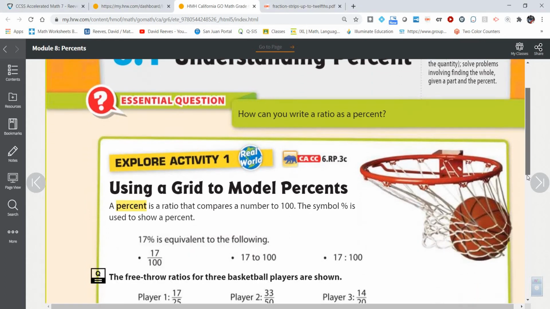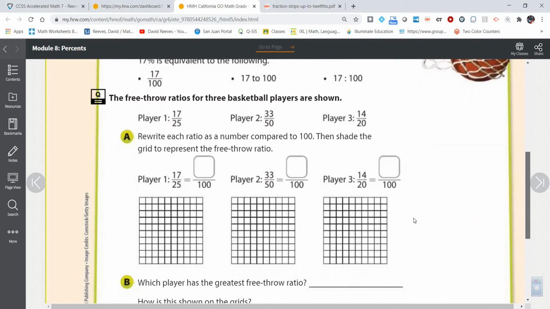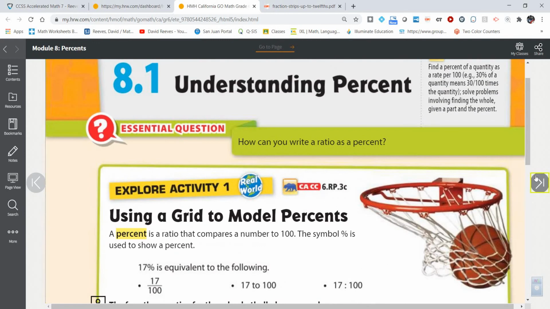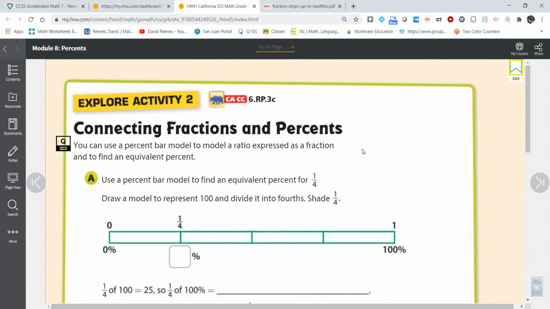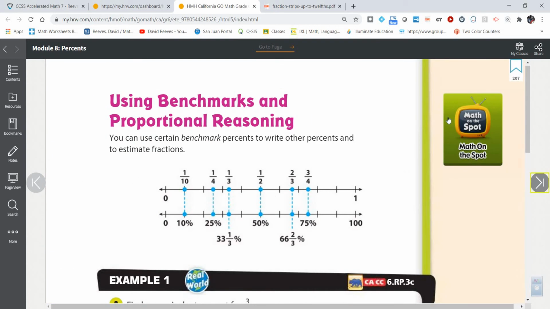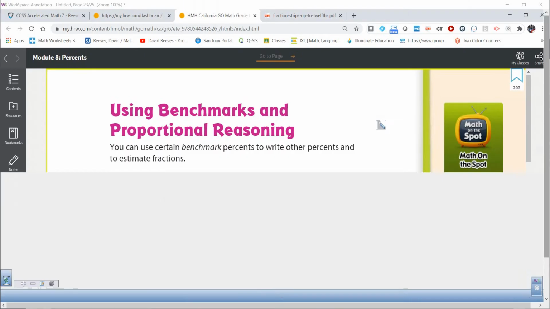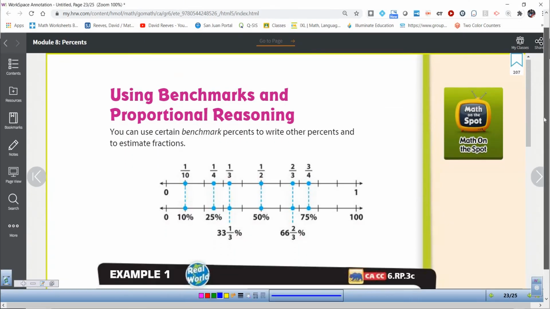So in the first video, we looked at 100 square grids and how to convert a fraction to a percent using the grids. In our next video, we looked at making connections between fractions and percents and how to look at the denominator and use that to find a percent. And in this third video, we're going to look at using benchmarks to find percents.